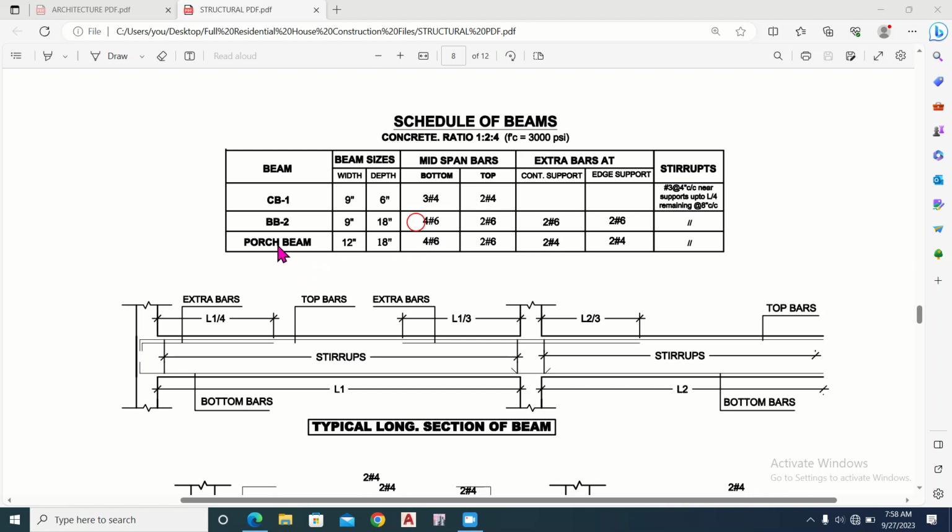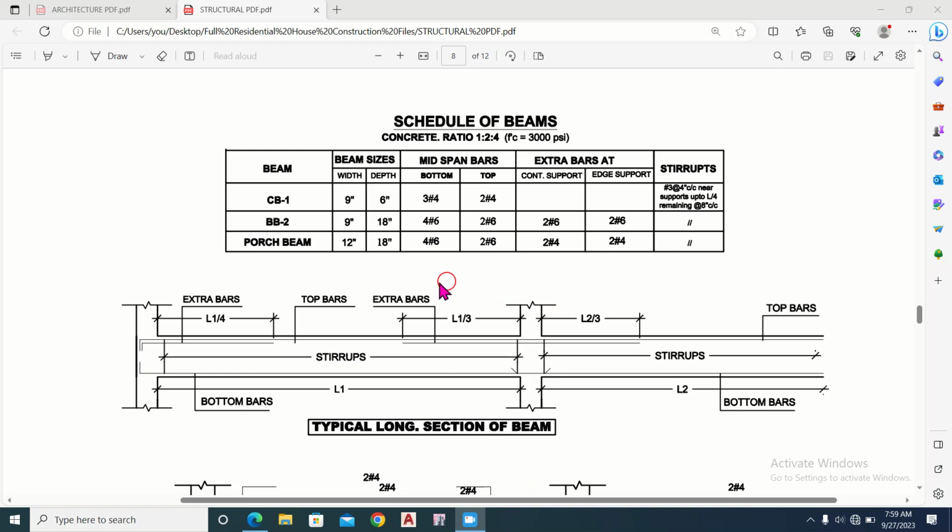And the detail of the porch beam is that it has a width of 12 inches, and depth is 18 inches, and the bottom reinforcement at the mid span is 4 number 6 bars, and the top reinforcement is 2 number 6 bars, and the extra bar that we have to provide at the continuous support is 2 number 4 bars, and at the edge this is 2 number 4 bars, and the stirrup detail is the same as per the concealed beam, as per the beam B2.